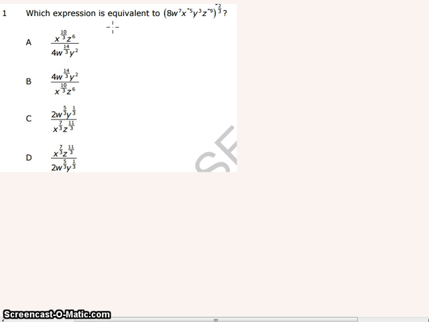First, the question says 8 w to the power of 7, x to the power of -5, y to the 3, and z to the -9, and then this whole thing is to the power of -2/3.